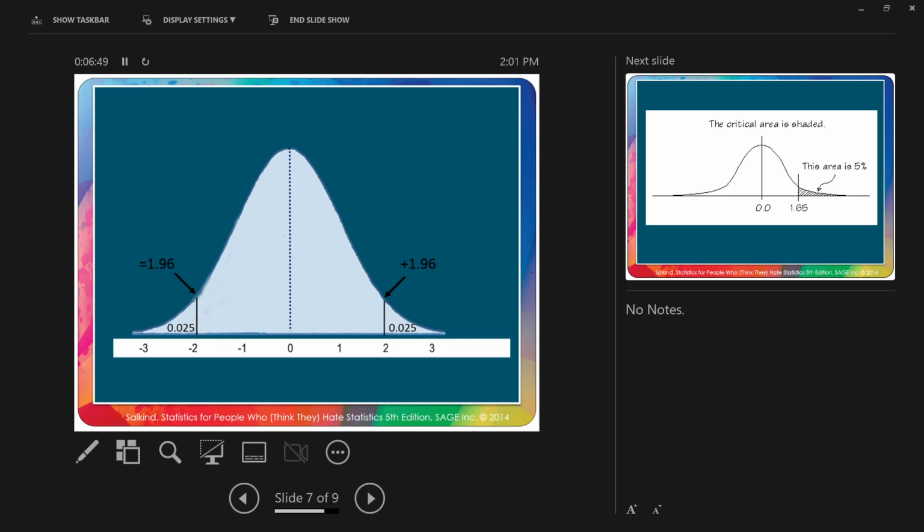In this example, we define rare as having less than a 5% chance of occurring, and we have a 2.5% chance of finding an obtained value that exceeds negative 1.96, and a 2.5% chance of finding an obtained value that exceeds positive 1.96. When you add the 2.5% together, you get 5%, which, if you recall, was the level of risk we set in step 2.